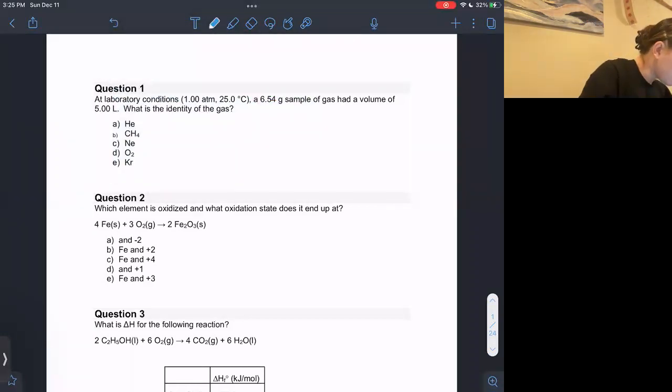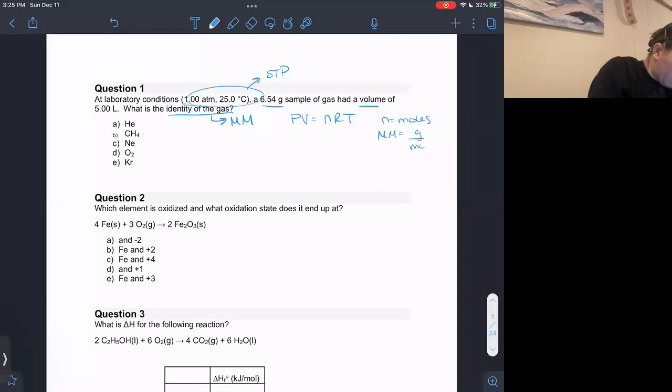At laboratory conditions, a 6.5 gram sample of gas has a volume of 5 liters. What is the identity of the gas? So this I know is going to be STP. I'm looking for the identity of the gas, and that's going to be from molar mass. I have volume and I have grams. If I look at PV = nRT, then n is the number of moles, and molar mass is equal to grams over moles.